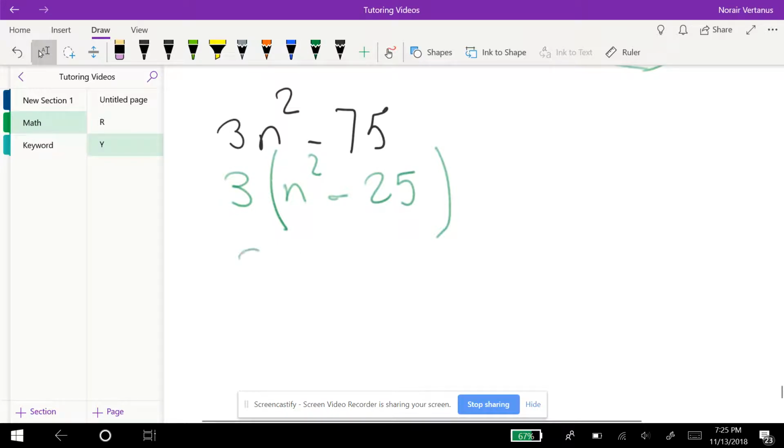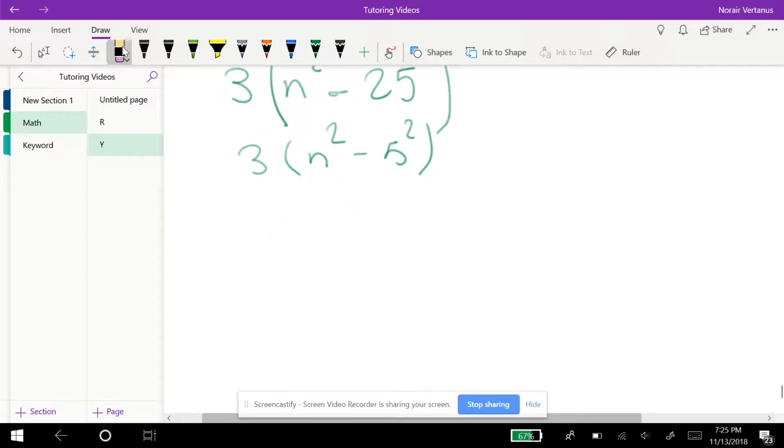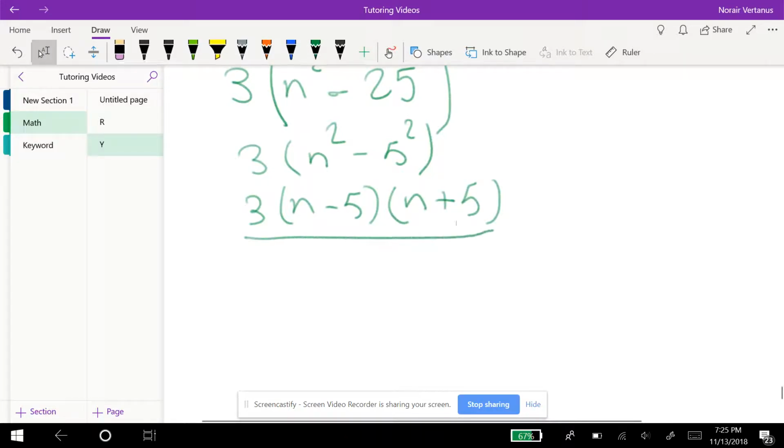Now what we have, yes, now it's a perfect square. N squared minus 5 squared. Maggie says it's a perfect square. So that's 3, and this becomes what? N minus 5 times n plus 5. There you go. That's the factorization. That was kind of an easier one. Let's do another one, a little bit harder.